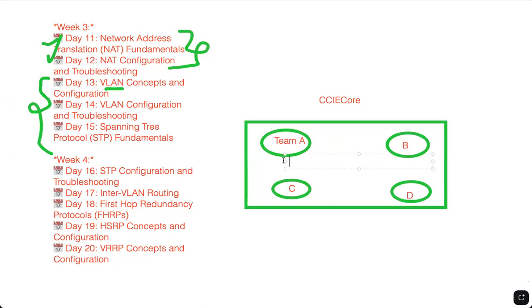Now these are all subnetworks. This is the whole network, a big network. Inside that there are 4 subnetworks, team A, B, C, and D. But now I want more granularity inside team A, right? So now I'm going to separate team A into multiple smaller teams, and those are called VLANs.